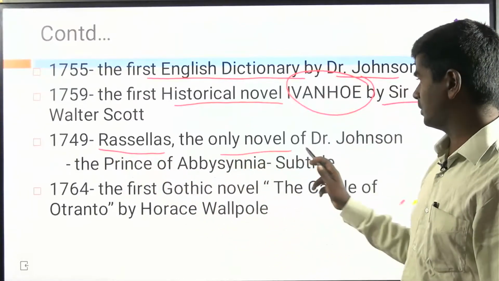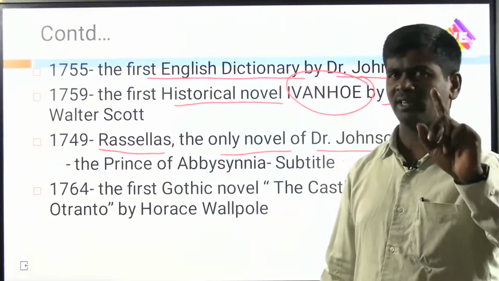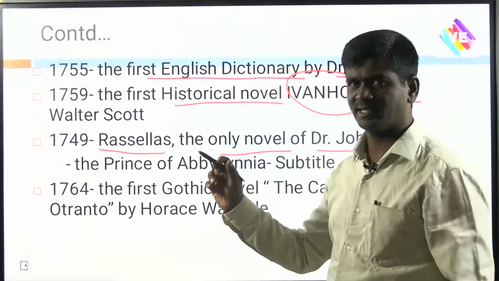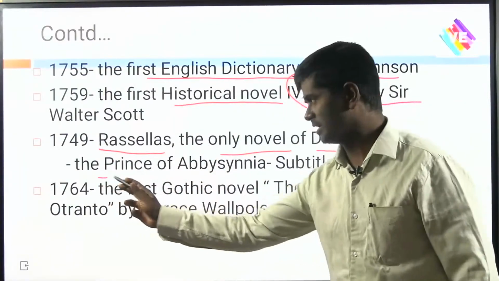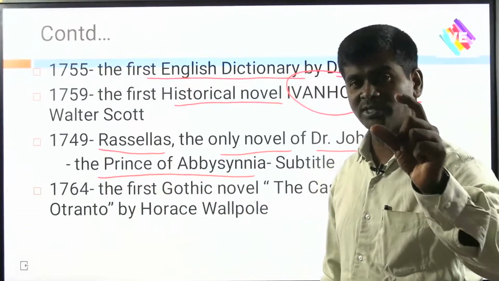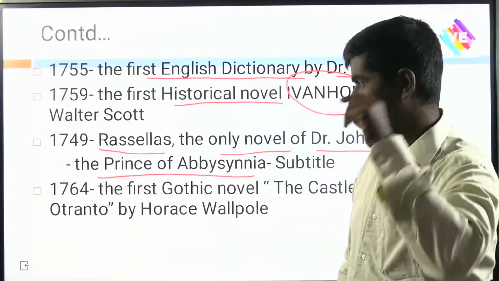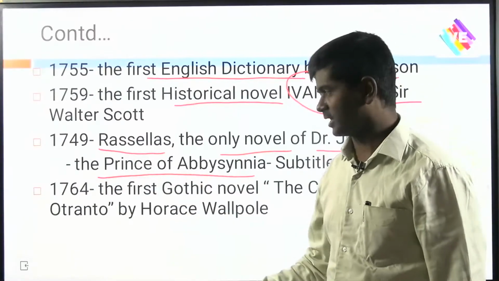1749, Rasselas, the only novel by Dr. Johnson. Dr. Johnson composed only one novel, titled Rasselas, and it has a subtitle, The Prince of Abyssinia. The Prince of Abyssinia is the subtitle of Rasselas, the only novel composed by Dr. Johnson. Remember this, because this appeared a couple of times.